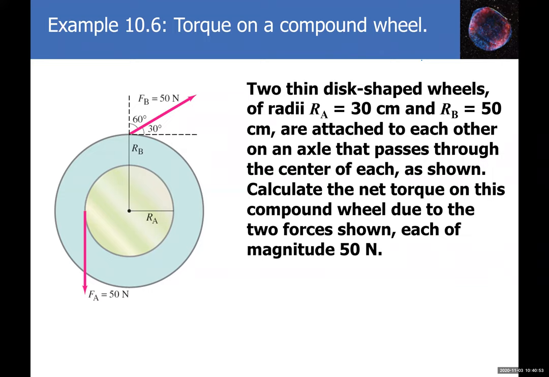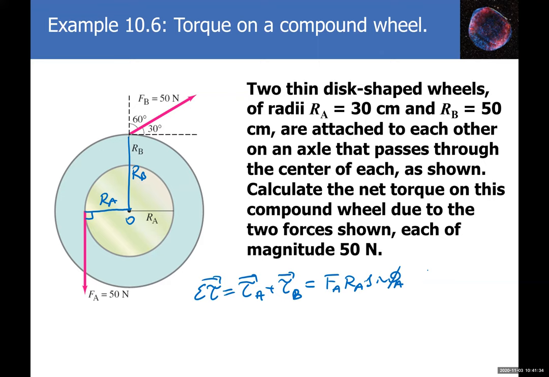All right, so what I can do here, I can see that FA is acting RA distance from the axis of rotation, and force FB is acting radius RB distance away. So then the net torque is equal to torque 1 plus torque 2. Let's do FA and FB, easier. So torque A is FA times RA times sine of phi A. Then I need to see, is it positive or negative? Well, the tendency of force A is to rotate this counterclockwise, so it is positive.